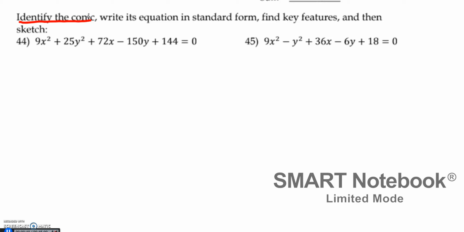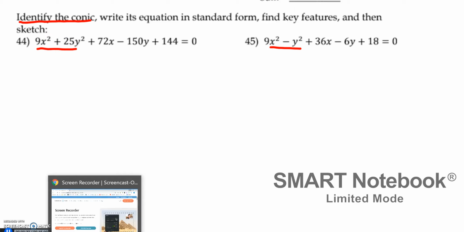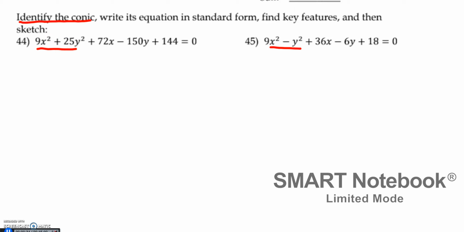And so let's look at 44 and 45 at the same time, and let's take a look at these squared terms. If the squared terms have the same lead coefficient, they would be circles. Because neither of these have the same leading coefficient, we know already that these are both not circles. I also know that these are both not parabolas because in a parabola, either the x squared or the y squared is squared, not both. That means that these are either an ellipse or hyperbola.